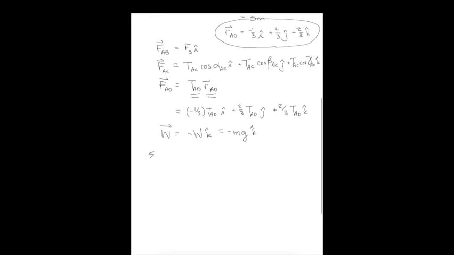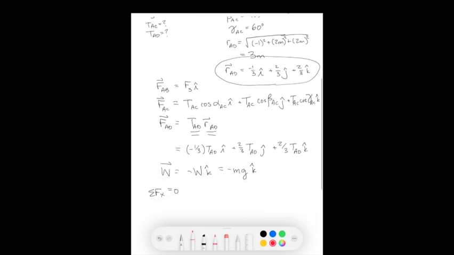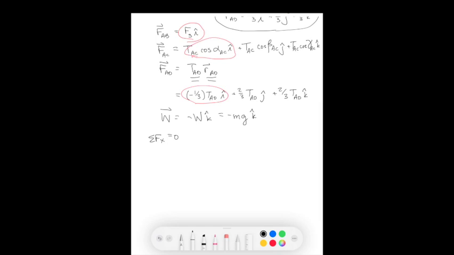Now what I want to do is I want to do the x, the y, and the z. So I'll start with x. So I'm looking for only the x components right now. So I see x here, here, and here. So we have the positive Fs plus TAC cosine minus TAD component is equal to 0.